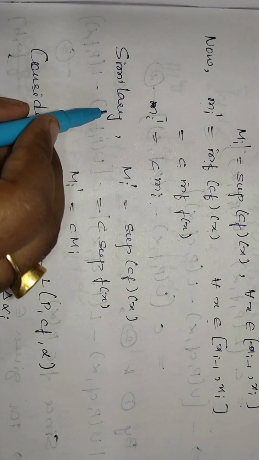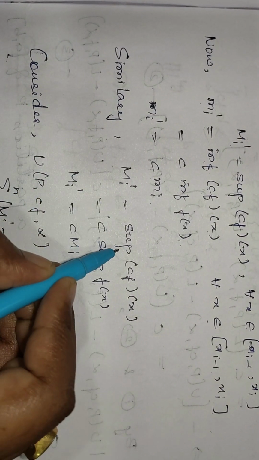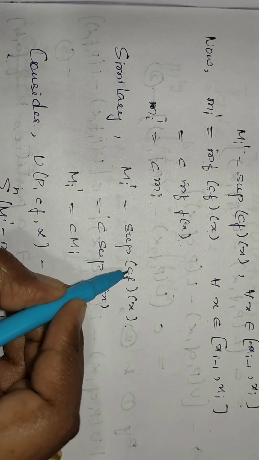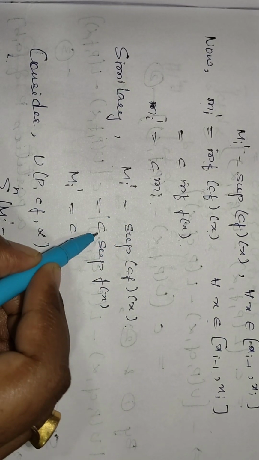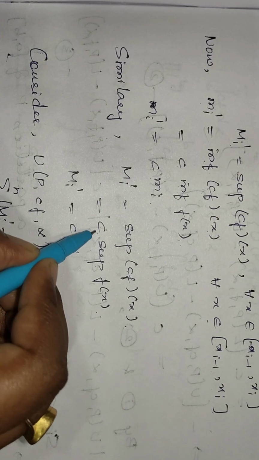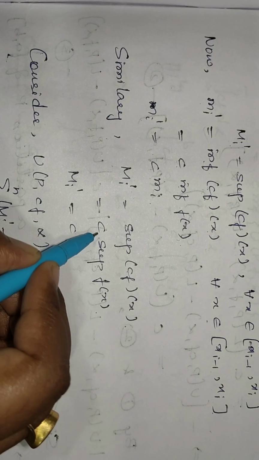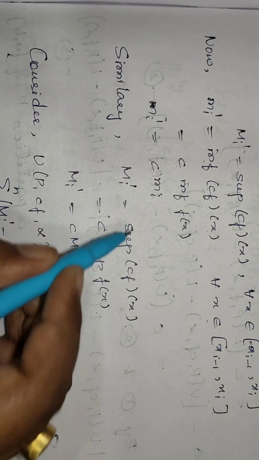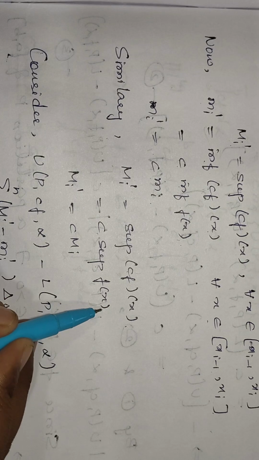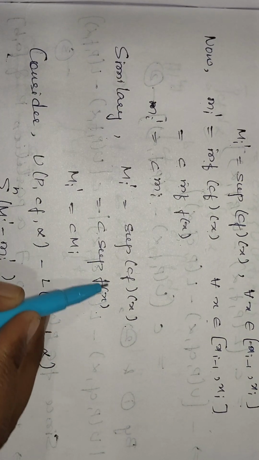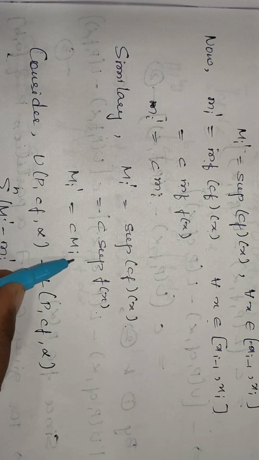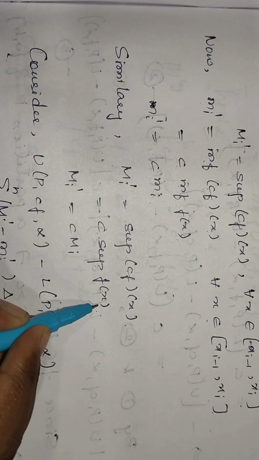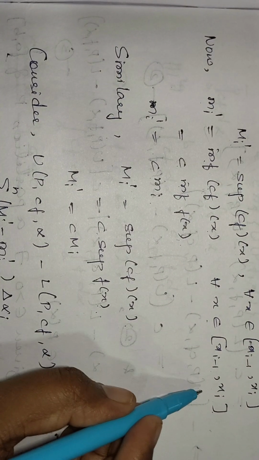Okay. Similarly, capital Mi dash is equal to supremum of Cf of x, or if I take this constant C outside, I have C into supremum of f of x because C is positive here. So this doesn't affect the supremum even though I take the C outside. Okay, so C into supremum of f of x, and in place of supremum of f of x I can write capital Mi because I have taken this capital Mi as supremum of f of x in the interval xi minus 1 comma xi.